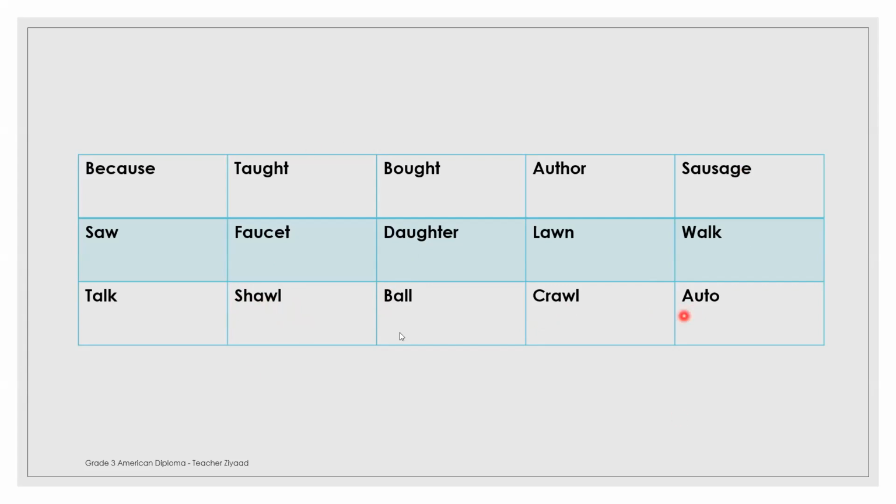So these were our vowel patterns for the A, AU, AW, AUGH, and OUGH letter combinations. There are some activities in your book, which I will refer to when we have our lesson.